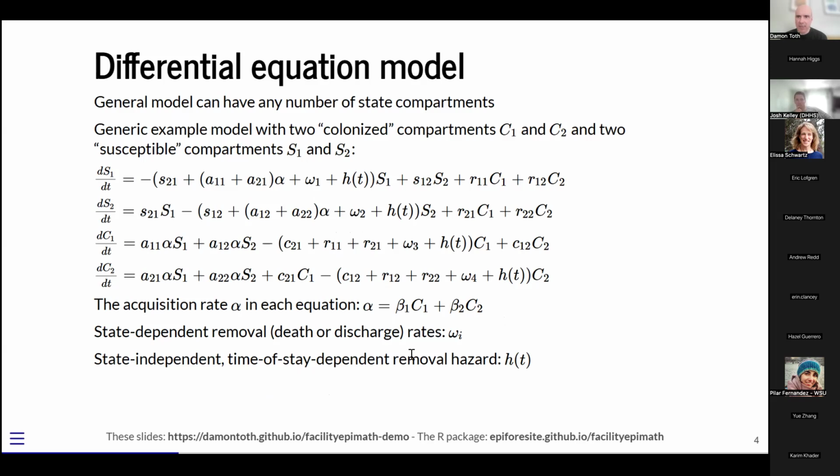And then finally, for the length of stay, I mentioned the two ways that you can model discharge or death, which are the two ways that someone's stay in the facility can end. State-dependent removal rates are governed by these omega parameters that appear on the diagonal as a removal rate. And then we also have this H of T function, where T is the time of stay. So the hazard of being discharged or dying can depend on how long you've already been there, which allows you to model any kind of length of stay distribution. I'll show some examples that'll make this a little more clear, so you're not just looking at a mess of equations like you are on this slide.